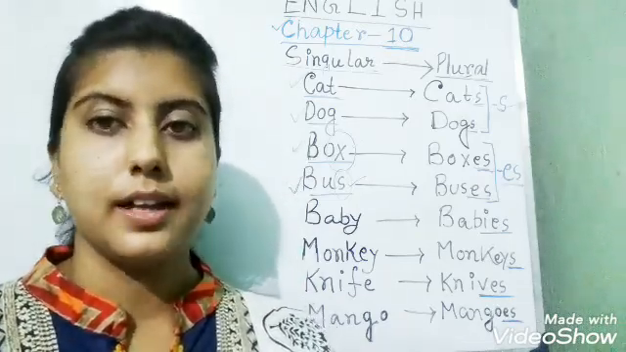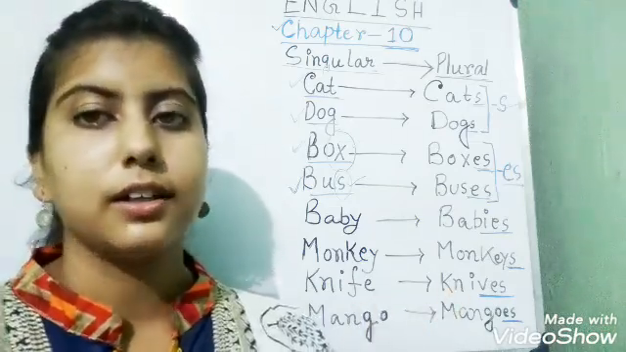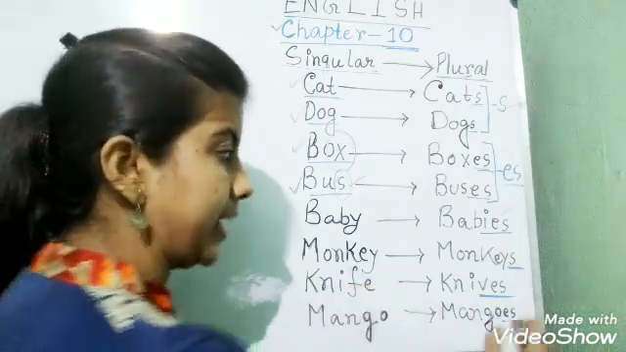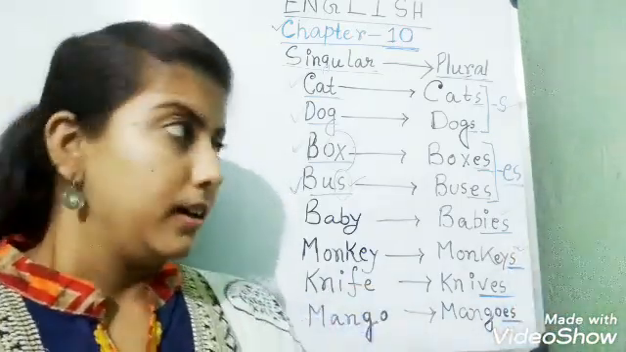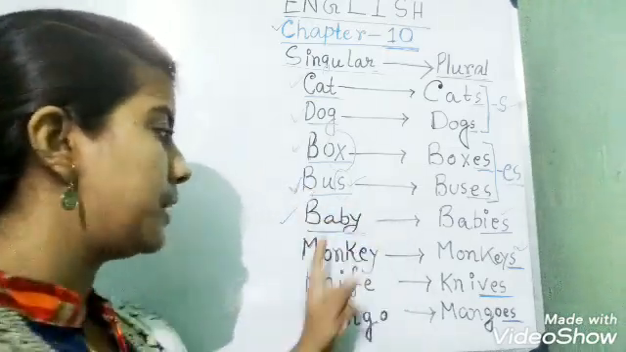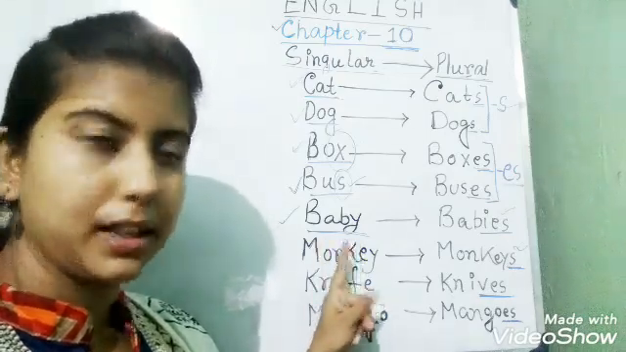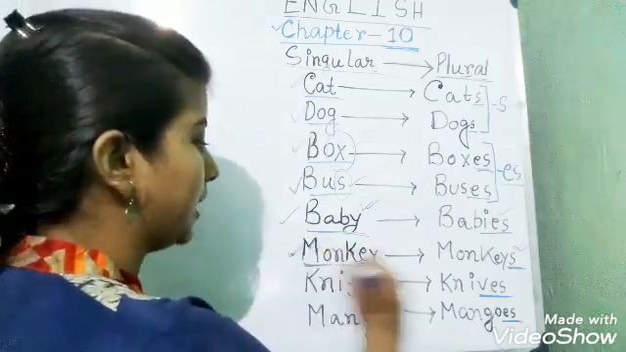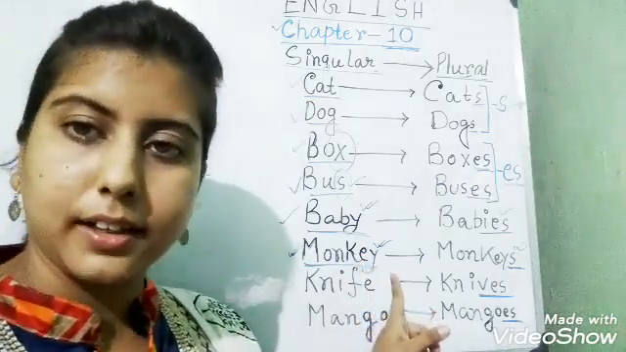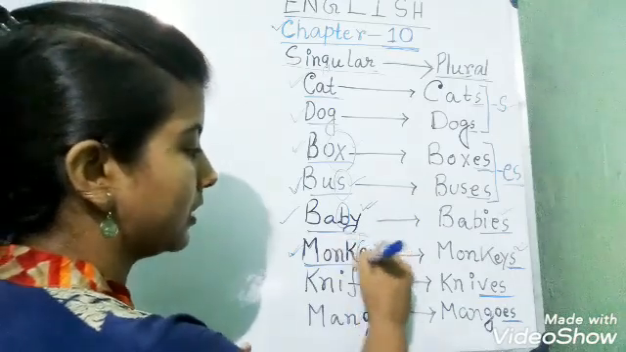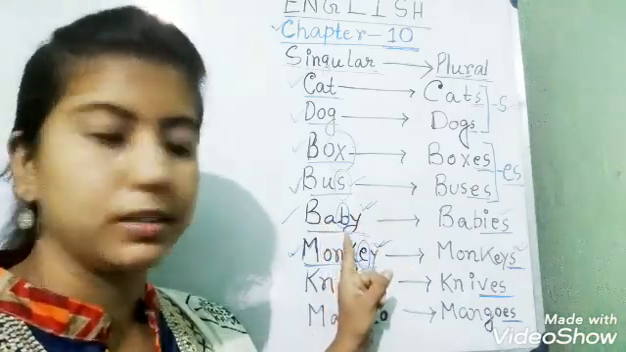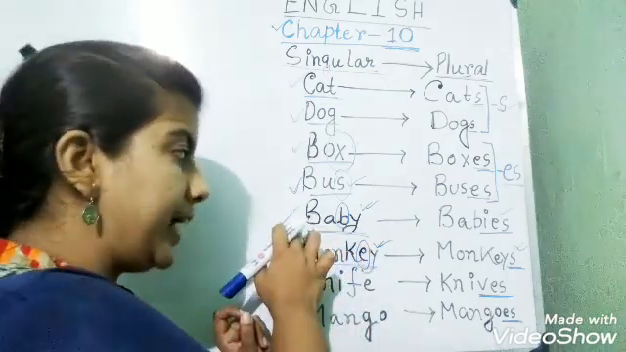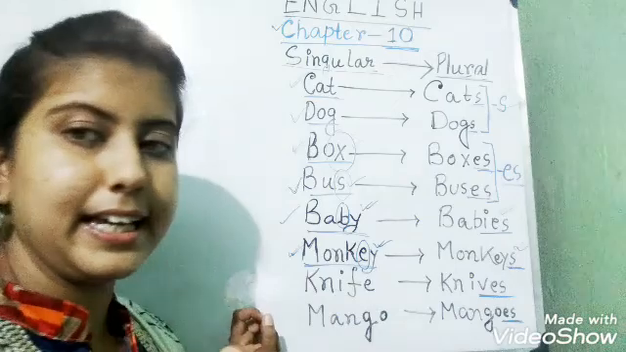Now the next rule. Here we have two variants. The first one is to use IES and the next variant is to add S. Now look at the first example, that is baby, B-A-B-Y, baby. Here we have Y at the end of the word. Look at the next word, that is monkey. Here also we have Y. But what we have at the second last position, we have B in this case and we have E in this case. B is a consonant and E is a vowel.